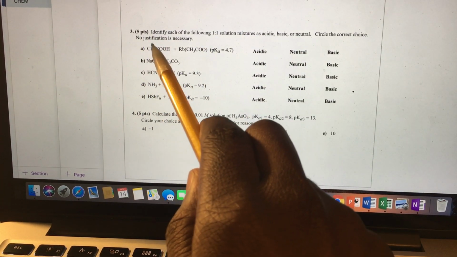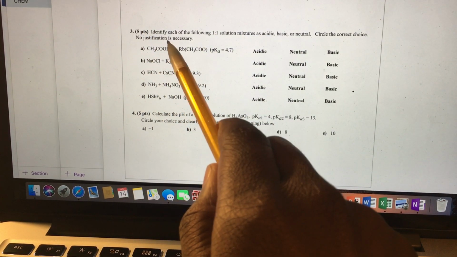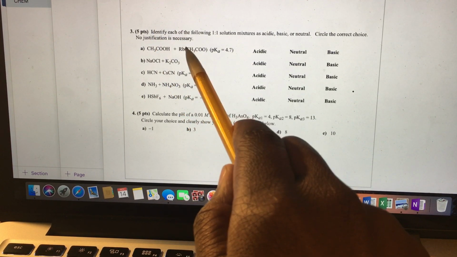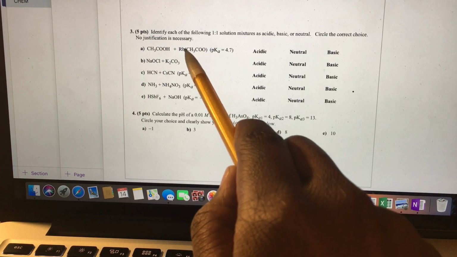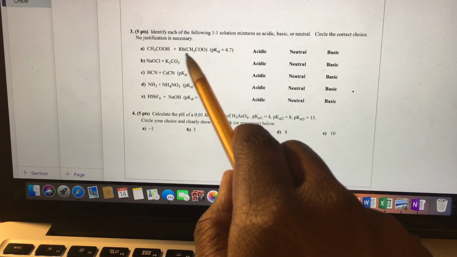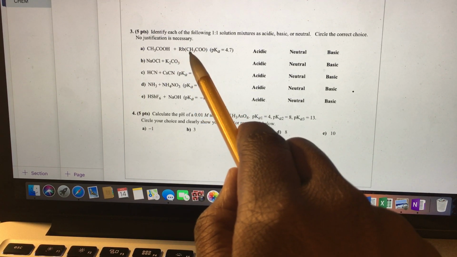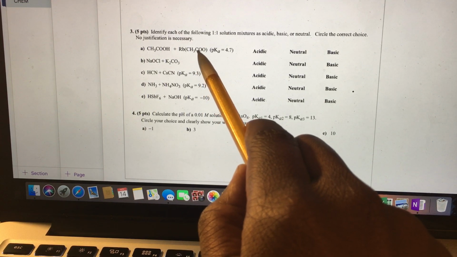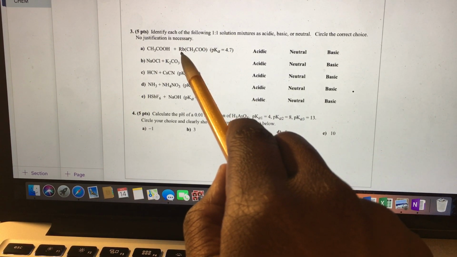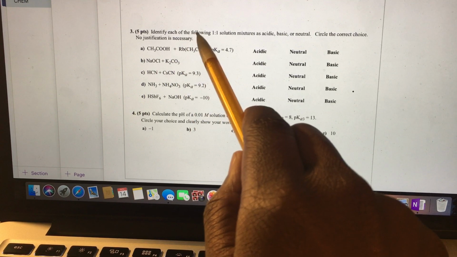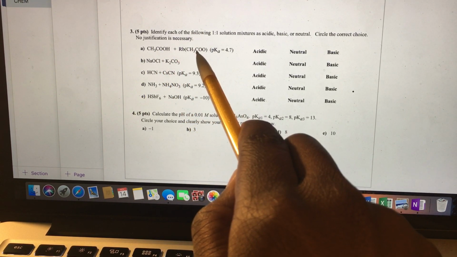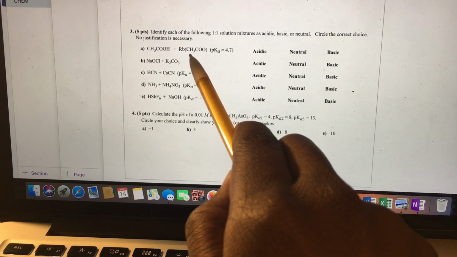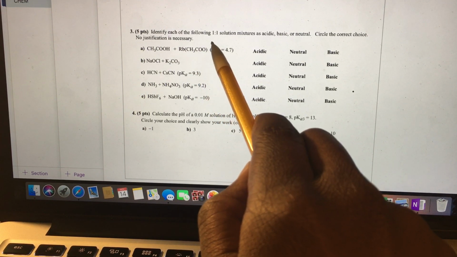We have CH3COOH. That's a weak acid. We have Rb and CH3COO. This is a salt. This is going to break apart into Rb plus, and this is going to break into CH3COO minus. Rb plus is a do nothing or neutral cation, so we're left with acetic acid and acetate with a minus on this CH3COO minus.